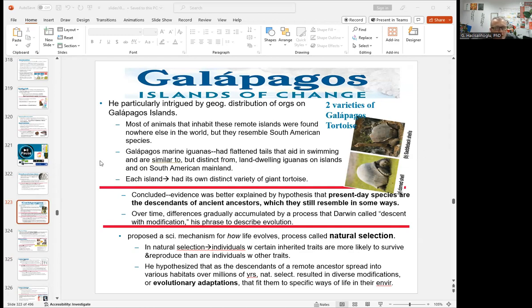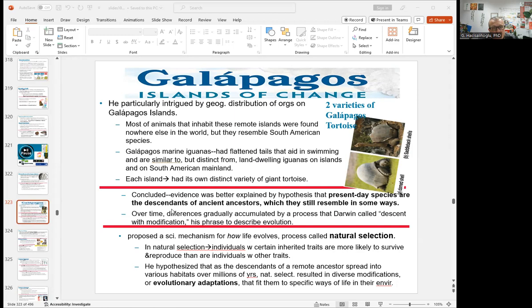And also he looked at Galapagos marine iguanas, which have flattened tails that aid in swimming, similar to but distinct from the land-dwelling iguanas on the islands and in the South American mainland. So each island had its own distinct variety of these animals, like in this case, giant tortoise.